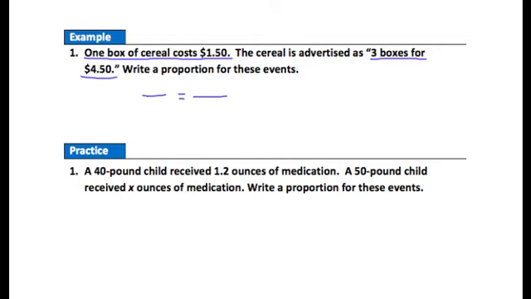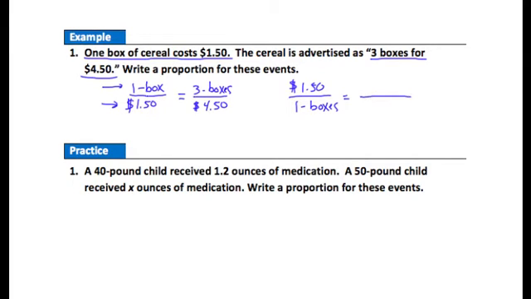So we would say one box is to $1.50. That's the same as 3 boxes for $4.50. Now, notice when I wrote this proportion, I kept my units the same. I matched the units. Notice I had the boxes in the numerator and money in the denominator. It would have also been perfectly fine to put money in the numerator and boxes in the denominator. As long as I'm consistent, my proportion is still good. So either of these proportions would be correct for this problem.